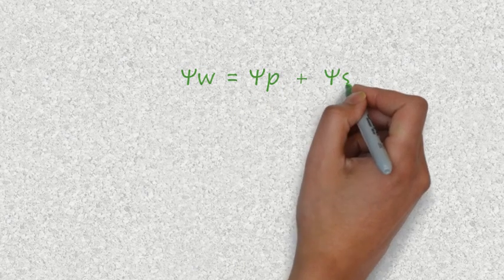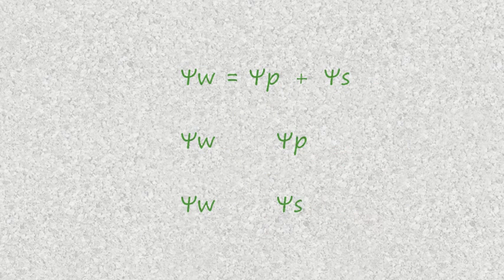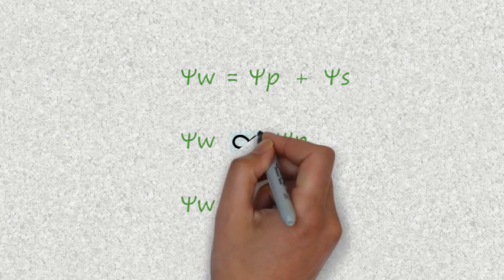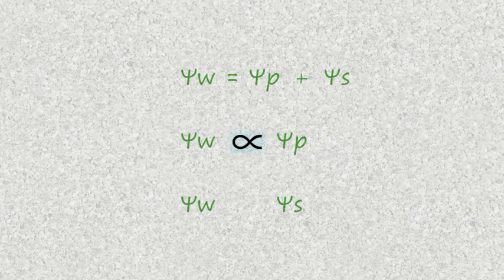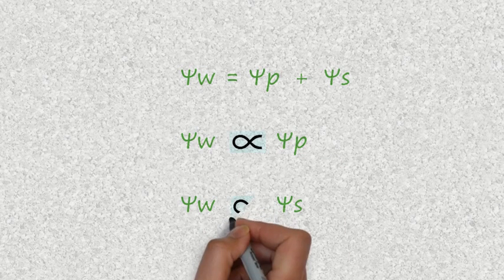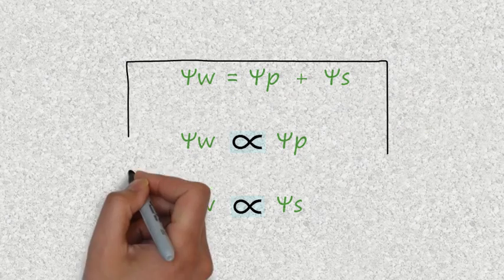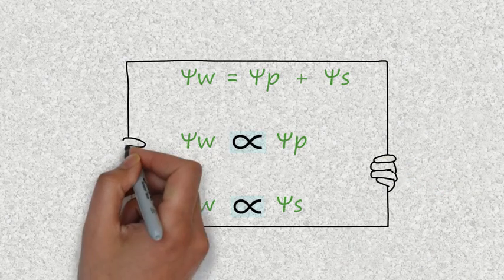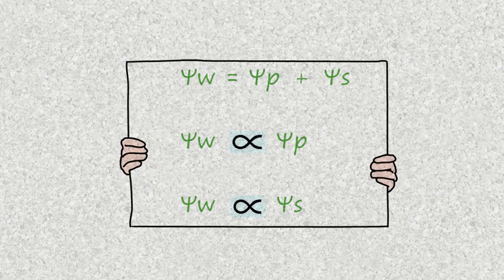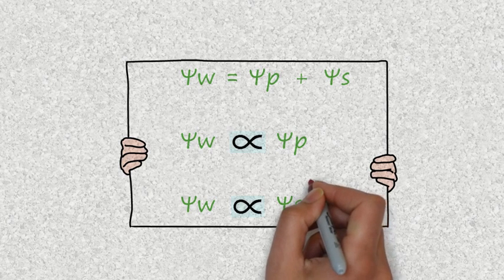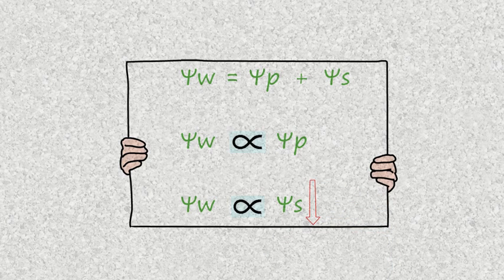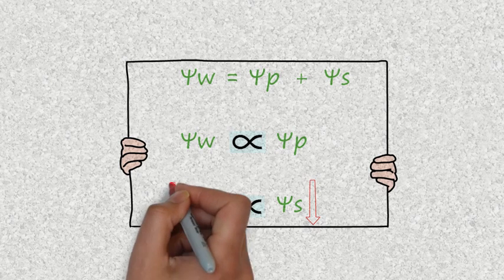So let's look back at the equation we talked about previously, that psi W is equal to psi P plus psi S. Based upon this equation, I can straightaway say that psi W is directly proportional to psi P, and similarly psi W is directly proportional to psi S. It means that if you have higher solute potential, you will have higher water potential, and vice versa. So if there is a solution which has less solute potential, it will have less water potential.